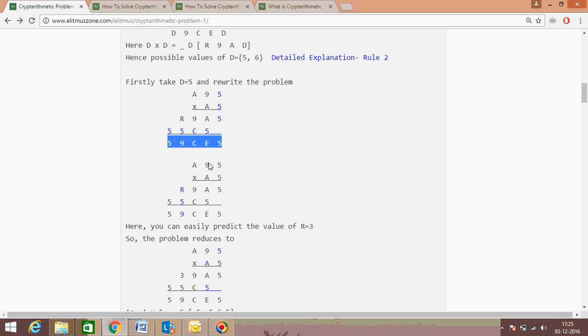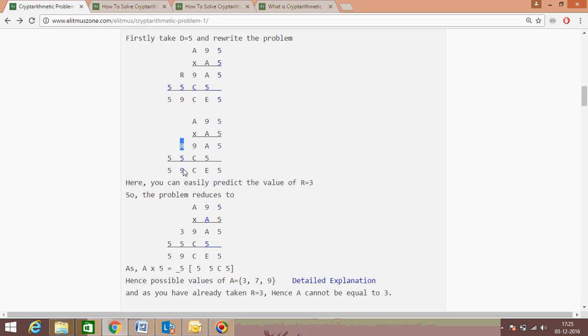If you see this problem very closely, you can see that you can predict the value of R here. Why? You can easily predict that the value of R is equal to 3, because R plus 5 is coming as 9, correct? And from this addition 9CC you have one carry. So R plus 1 carry, which is coming from this addition 9CC, plus 5 is equal to 9. Hence the value of R can be 3 only.